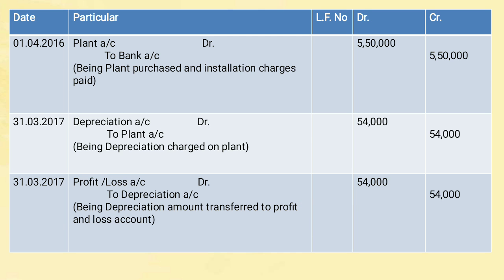Now here we can see the first entry, that is plant account debit to bank account, and depreciation account debit to plant account, that is our second entry. At the end of that financial year, we need to transfer that amount to the profit and loss. So that's why we have to pass an entry, that is profit and loss account debit to depreciation account.